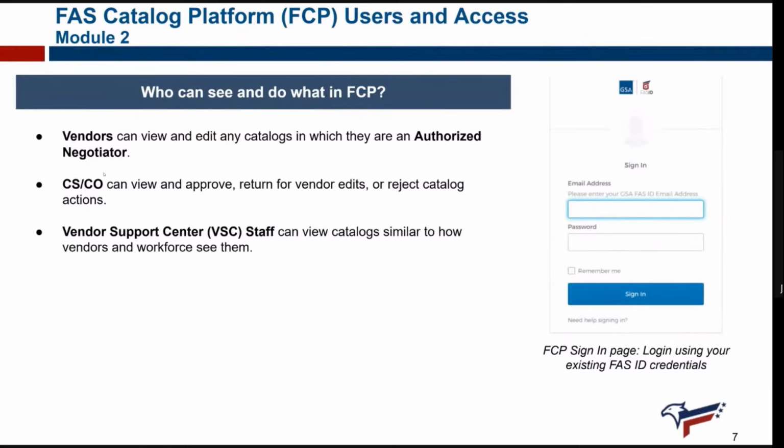All right, now let's review who can see and do what in FCP. Vendor role: you as the vendor can view and edit any catalogs where you are listed as an authorized negotiator. We also have contracting specialists and contracting officers. The CSCOs are responsible for reviewing your submission and making a determination. They can either approve your catalog action, return it back to you for vendor edits, or reject the action if it does not meet the requirements.